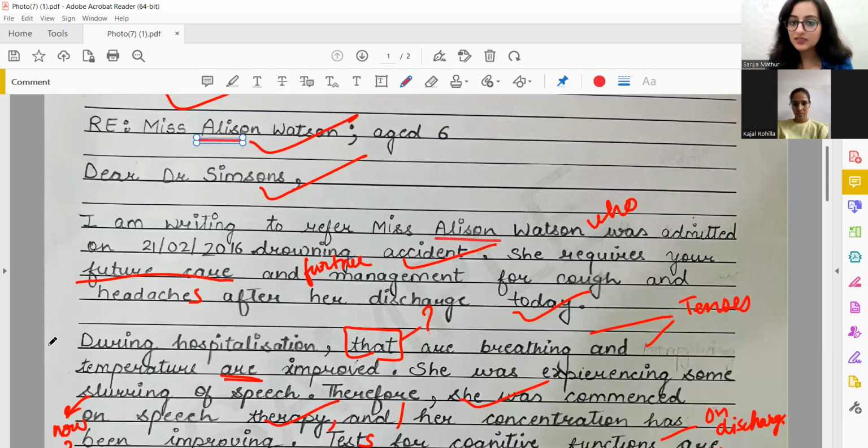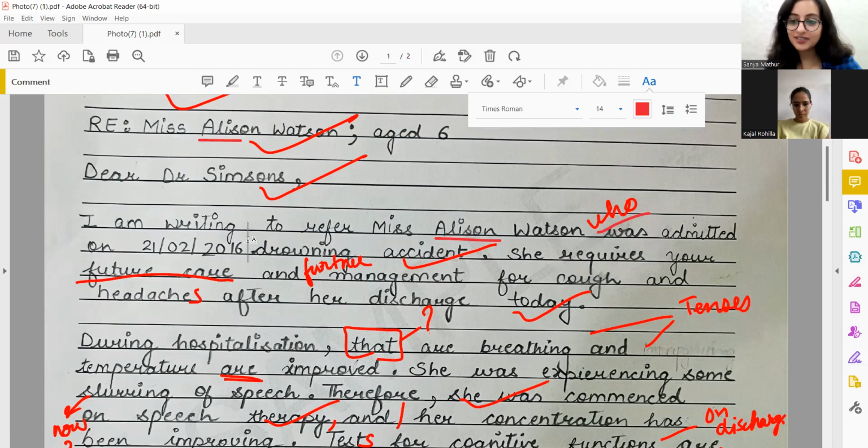The way you can connect them is by using a relative pronoun, which is who. Who, which, that, all of these are relative pronouns that can help you connect two pieces of information. So you can use who. Who was admitted on 21st after a near drowning accident. If you write drowning accident, it means that she drowned. So near drowning means it almost happened.